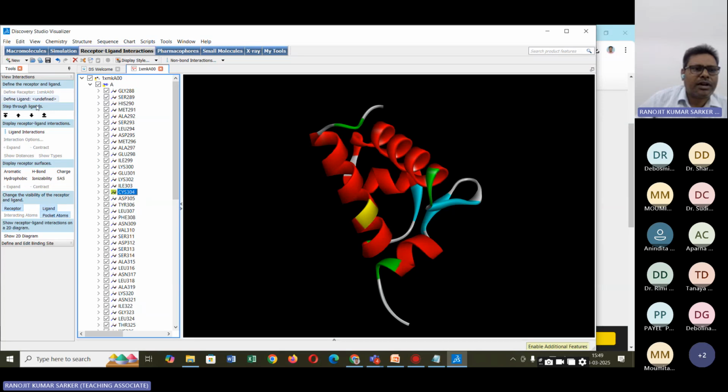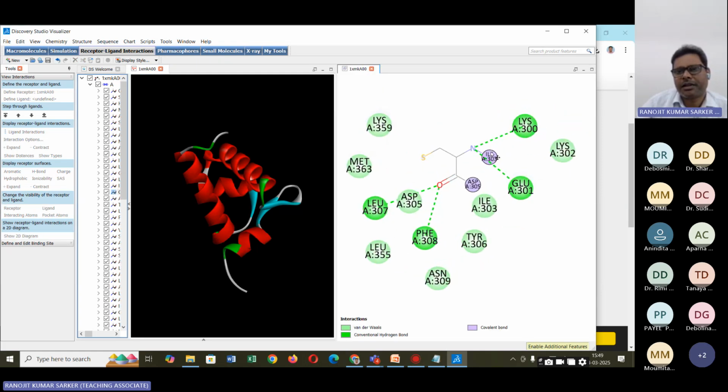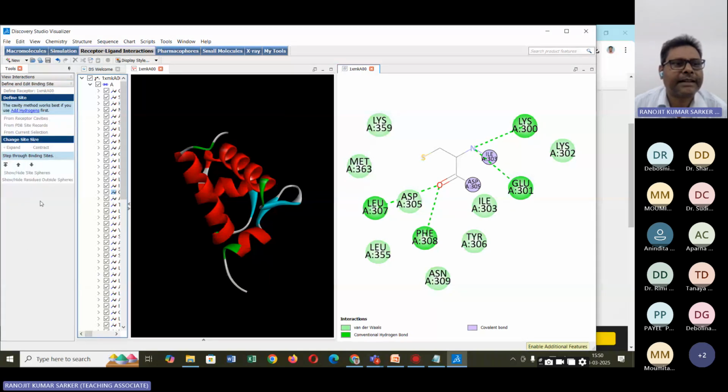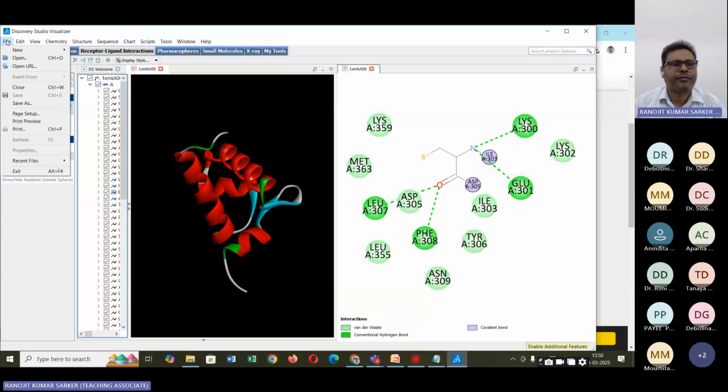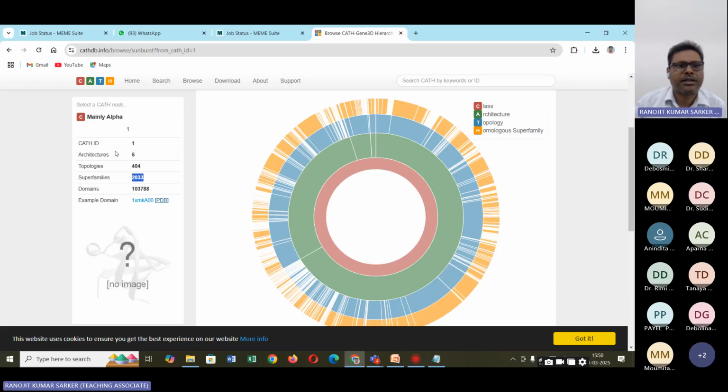So lots of analysis we can see. We can show a 2D diagram. You can see that this is the 2D diagram. From here, we can get the ligands, where they are bound, and what the interactions are. Which amino acids are bound? This we can see here, right? So we can exit from it.